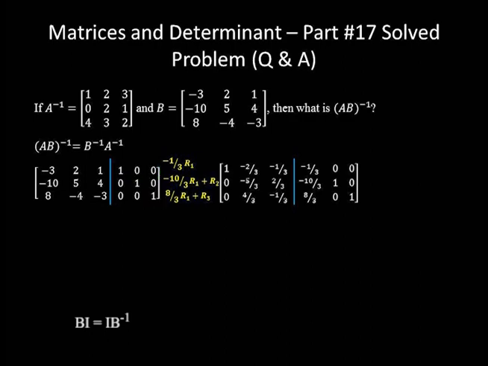Now, let's convert these three elements to the form similar to column 2 of identity matrix. To convert this negative 2 over 3 to 0, we have to add it with positive 2 over 3.